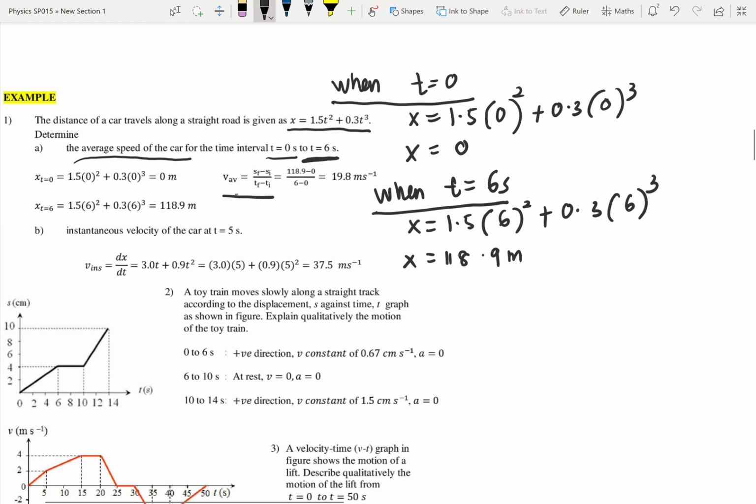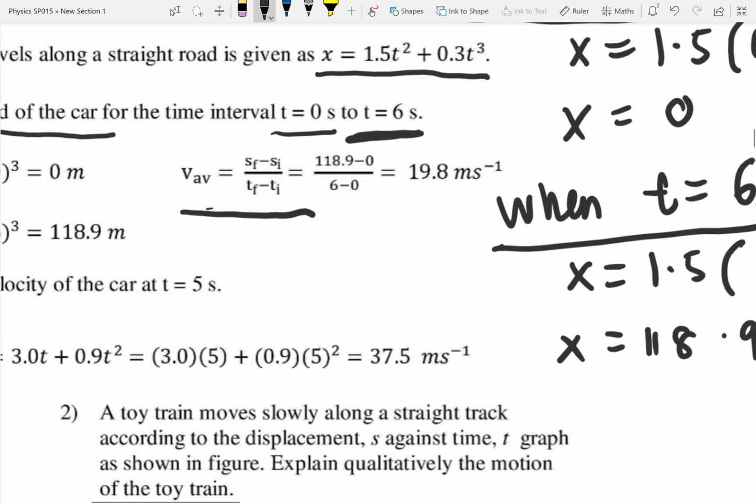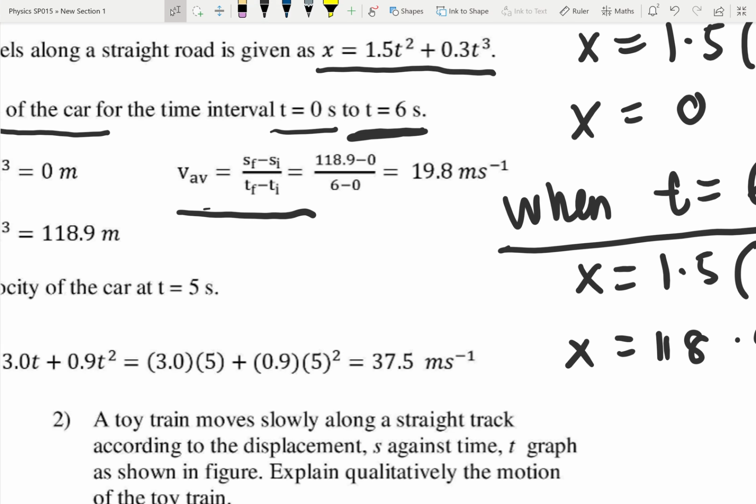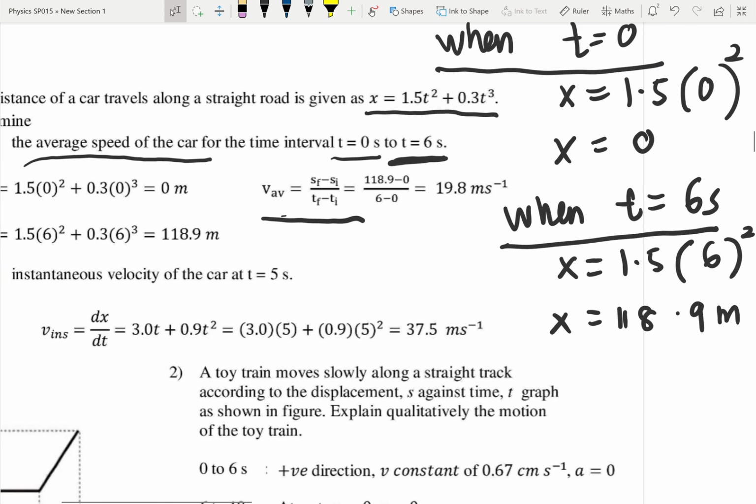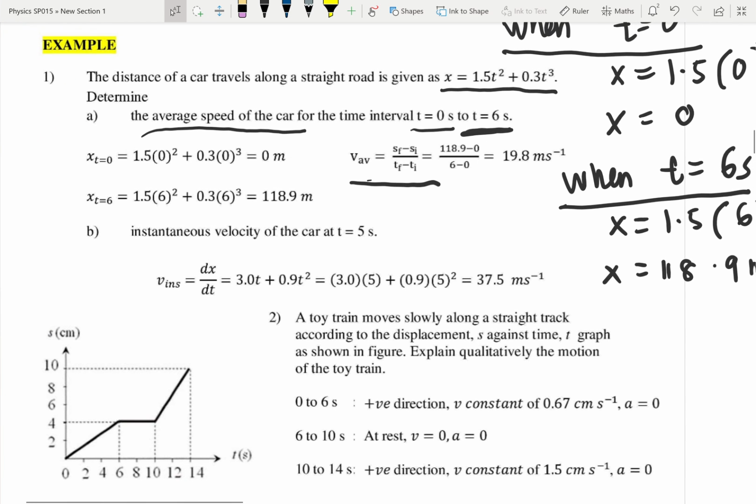Then you can use this formula, v average. Speed average equals distance final minus distance initial per time interval. So 118.9 minus 0 over 6 minus 0. So the average speed is 19.8 meter per second. Next, B, the instantaneous velocity of the car at t equals 5 seconds.